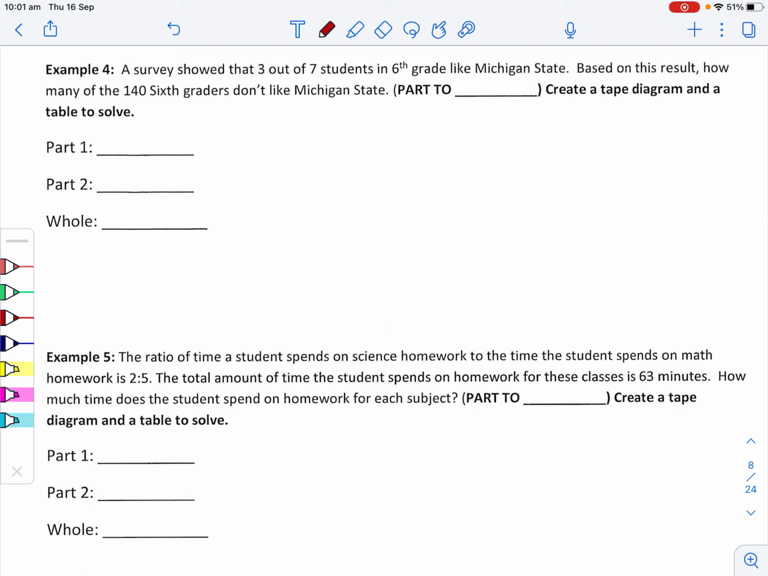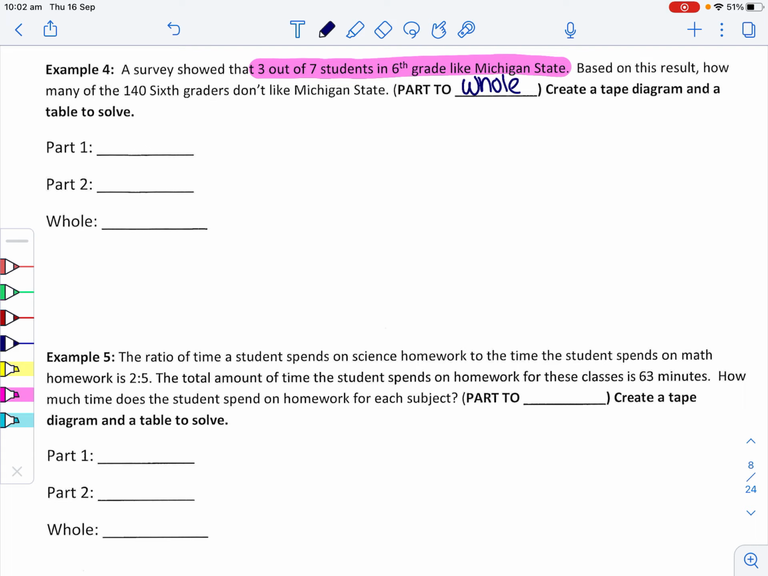Example 4 says, a survey showed that 3 out of 7 students in 6th grade like Michigan State. Based on this result, how many of the 140 sixth graders don't like Michigan State? This is going to be a part to whole relationship because they told me 3 out of 7 students, 7 total students, like Michigan State.